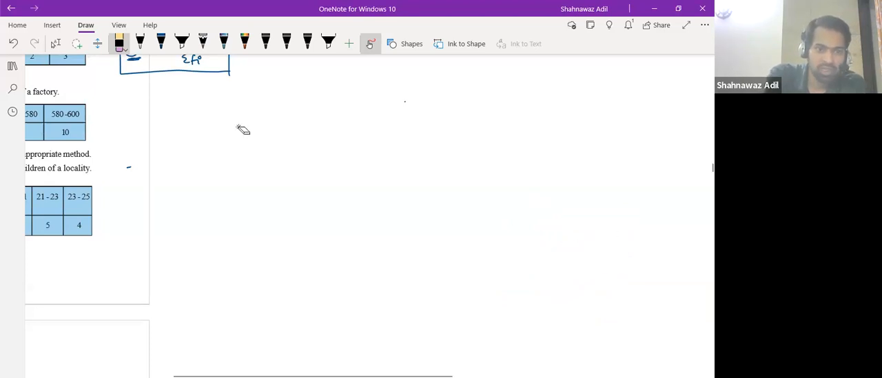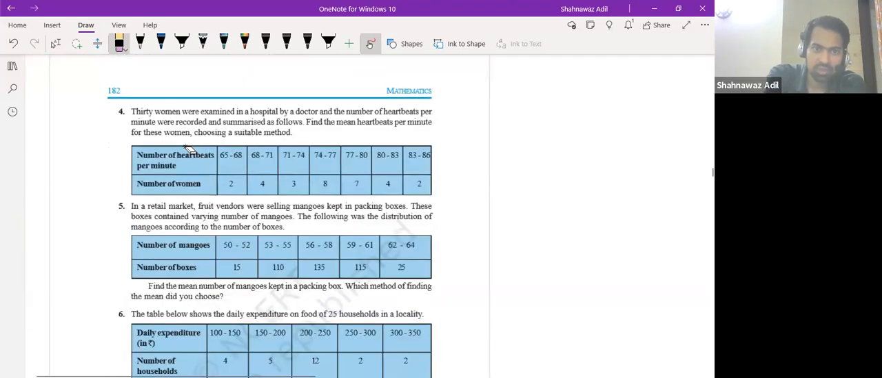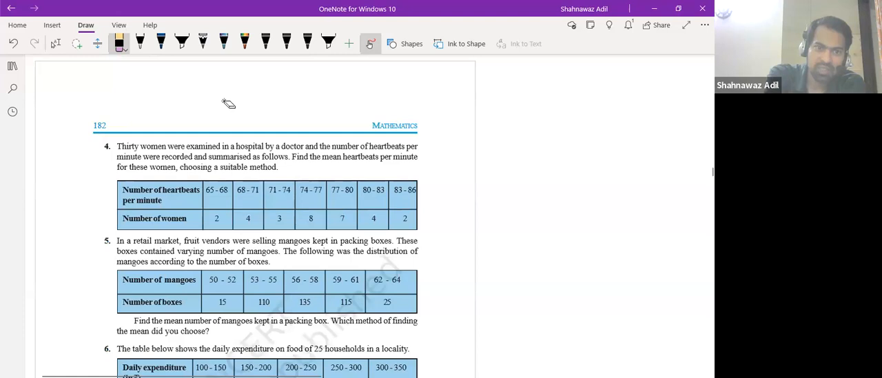Okay, so what is the next question? The fourth one. 30 women. So we know that summation of Fi is 30, right? By a doctor, the number of heartbeats per minute were recorded and summarized as follows. Find the mean heartbeats per minute for these women, choosing a suitable method.